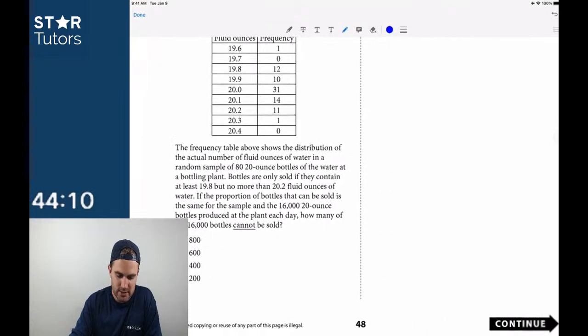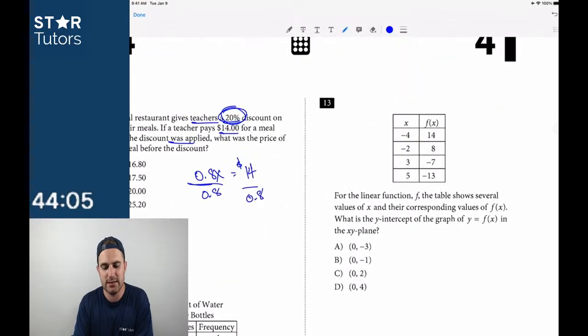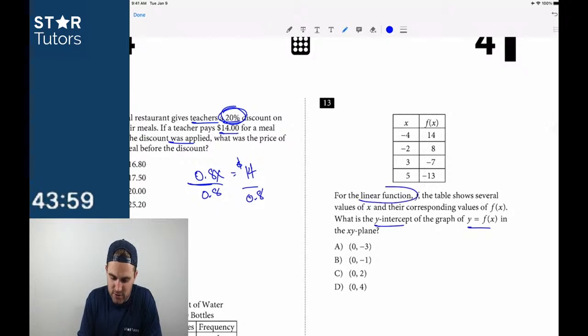Frequency table again, it shouldn't be too bad, but I'm going to skip that one. At number 13, this is an input-output table. It says y equals f of x. What is the y-intercept of the graph? It's a linear function, meaning this is just y equals mx plus b.